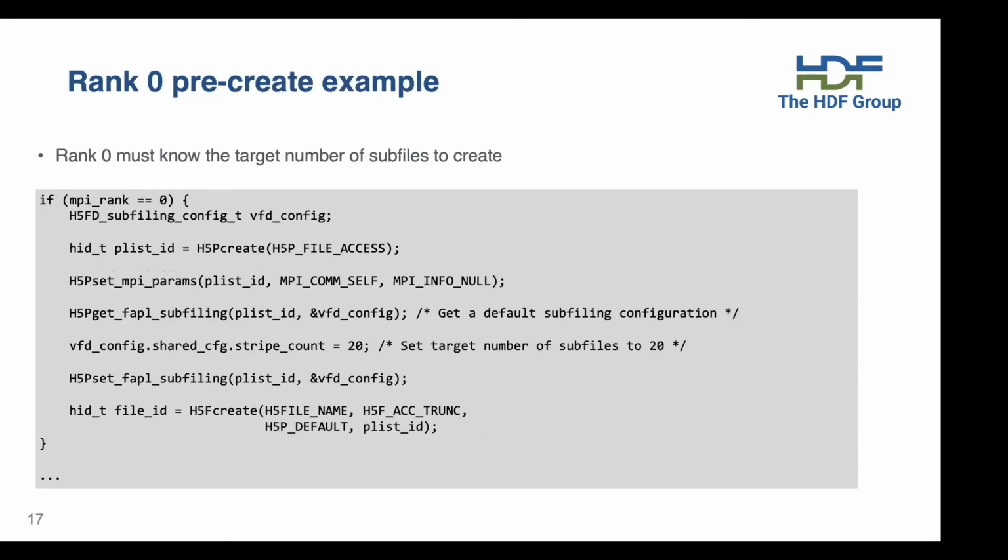And this was an example I wanted to show, since this is pretty common, but if your HDF5 application wants to pre-create your file on just rank 0, then rank 0 needs to know ahead of time how many subfiles that you want to create. So this is pretty similar to the last example, but the difference here, you can see that in the subfiling configuration, I specifically set to use 20 subfiles. And so when you pre-create the file on rank 0, it'll go ahead and create all those subfiles, and then you can go ahead and open the HDF5 file on all the ranks you have in the application, and everything will be set up correctly. Next slide.